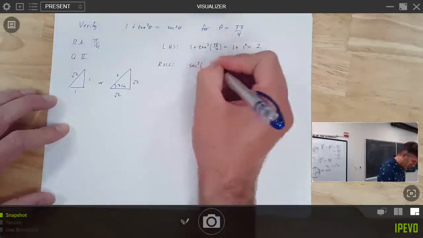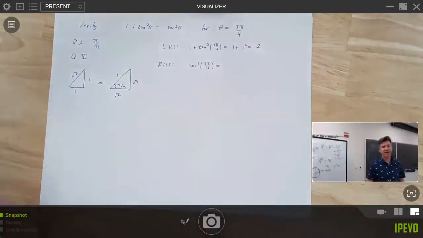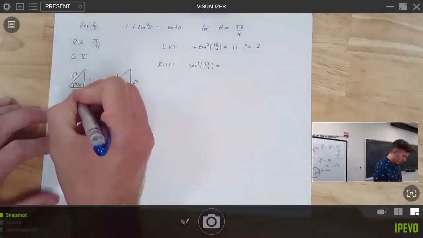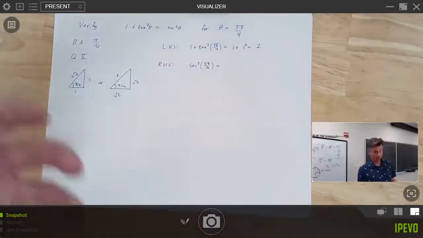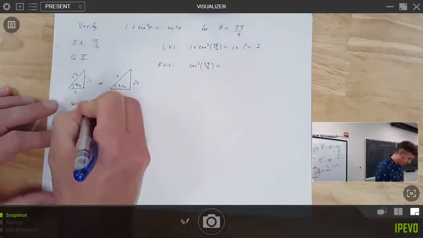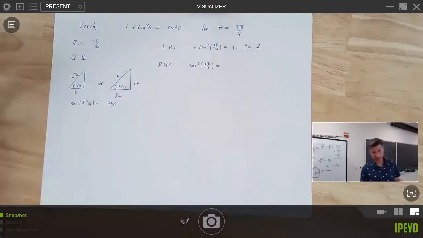secant squared of 3 pi over 4. Well, secant, I never remember what secant is. I always do the reciprocal of cosine. Cosine of pi over 4 would be 1 over root 2. So cosine of 3 pi over 4 would be negative 1 over root 2. So secant of 3 pi over 4 would be negative root 2 over 1, or negative root 2.